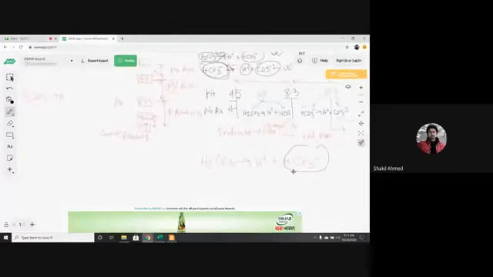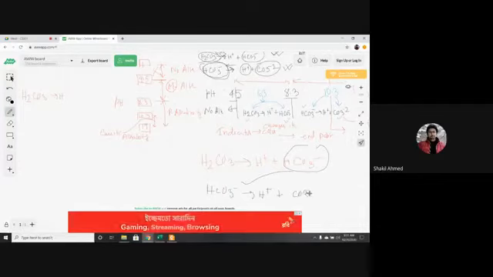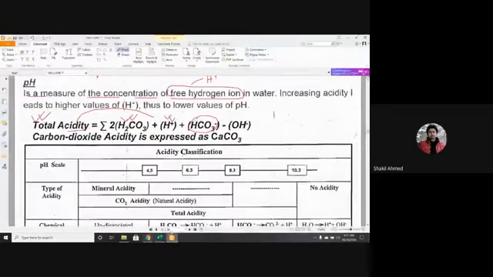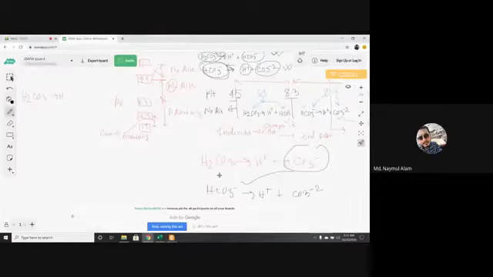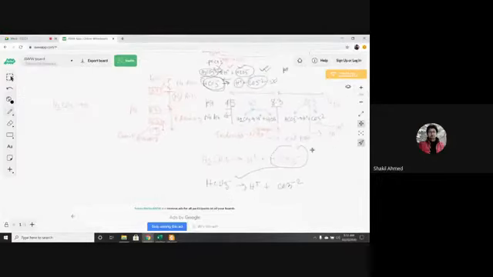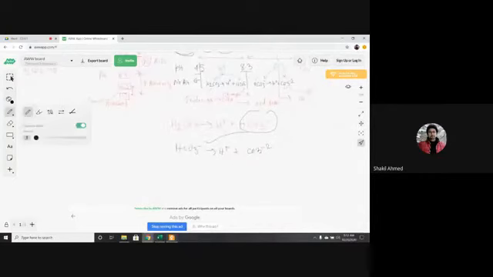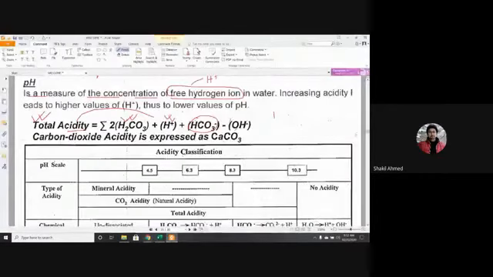But this one dissociates to give you hydrogen ion and carbonate ion. Right? And acidity is what? Acidity is the opposite of alkalinity. And alkalinity comes from hydroxide ion, so this is negative. Okay, and the summation of all is total acidity.